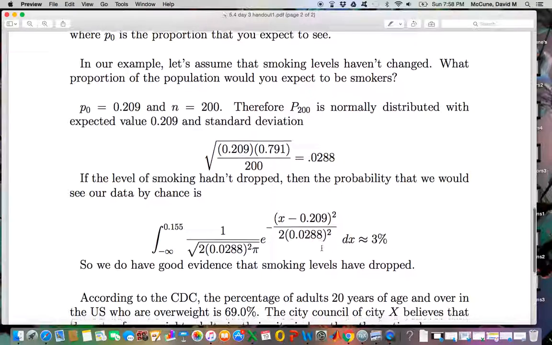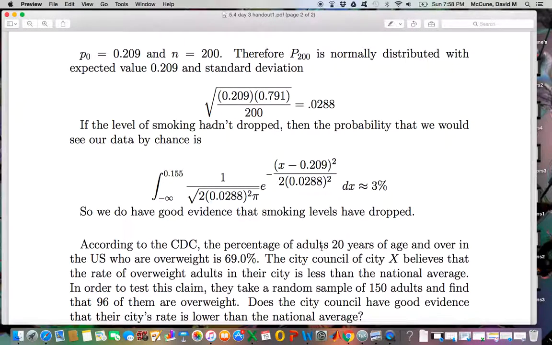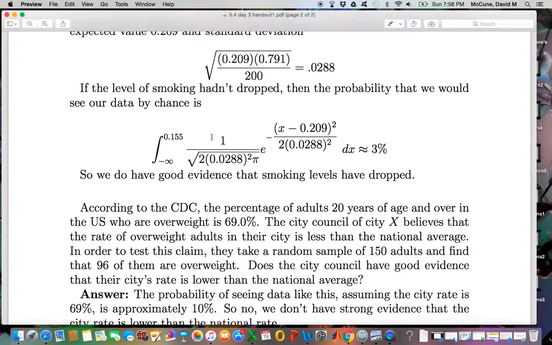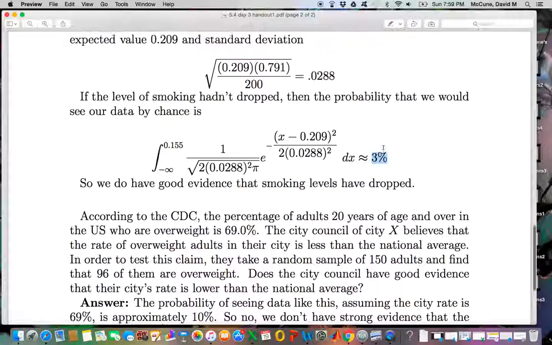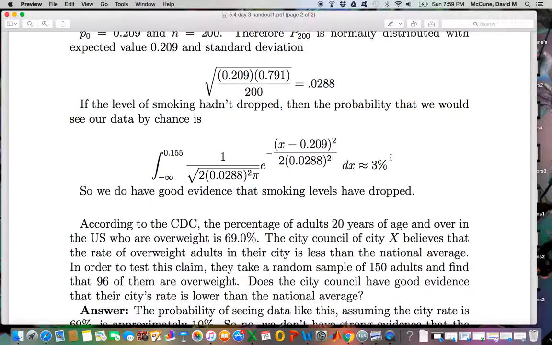So if the level of smoking hadn't dropped, the probability that we would see our data by chance is like this: 15.5% or lower. So we integrate from negative infinity to 15.5%, and the answer we get is 3%. Okay, so if our significance level is 5%, we do have good evidence that smoking levels have dropped.